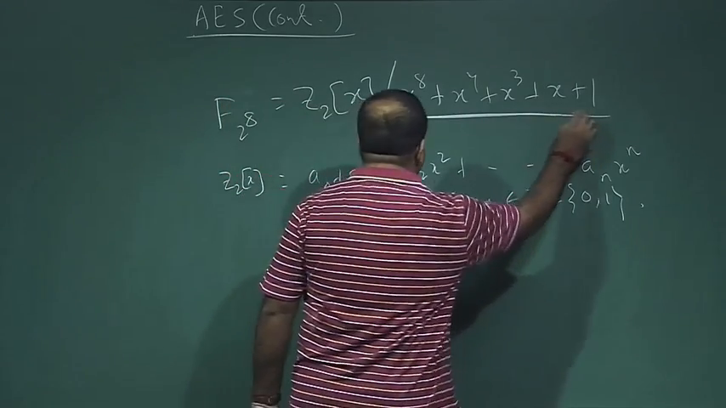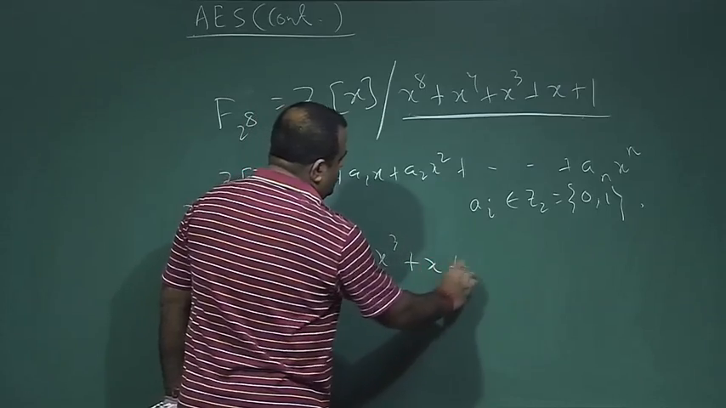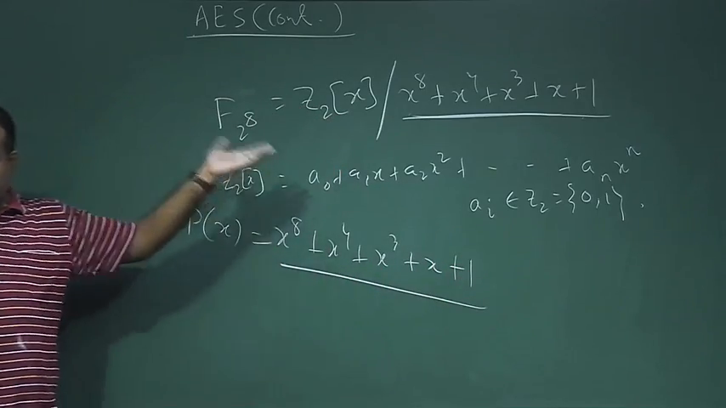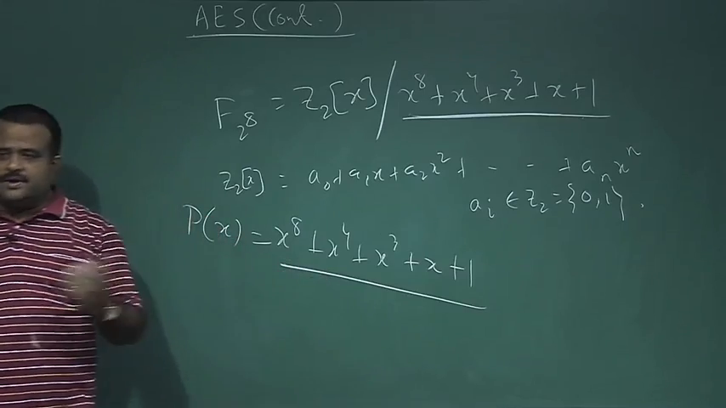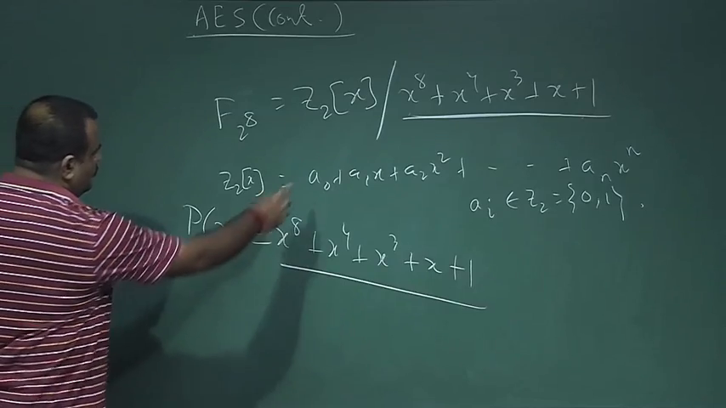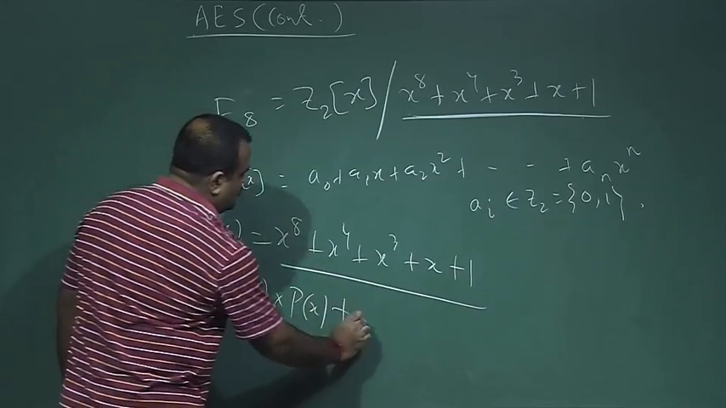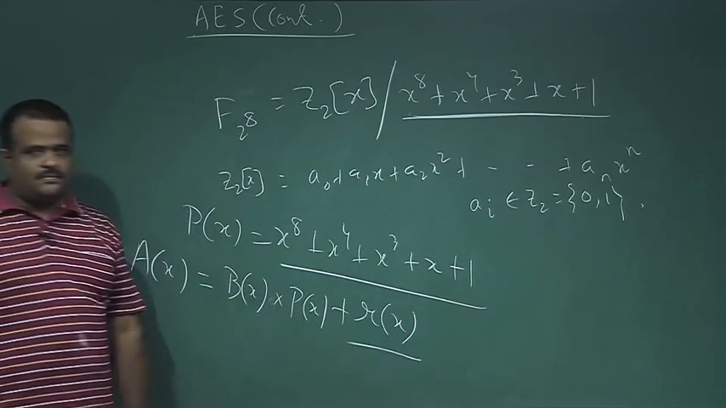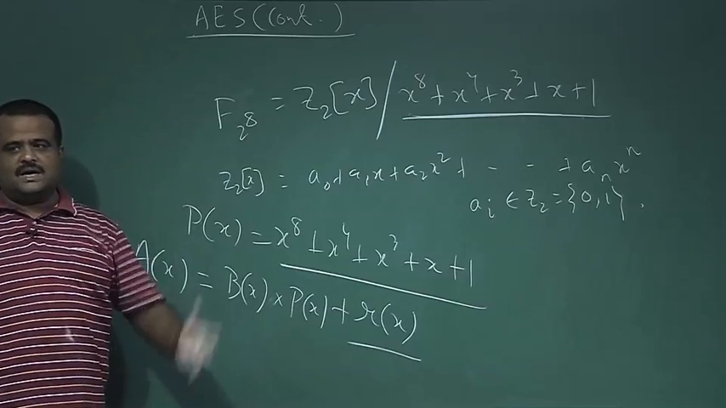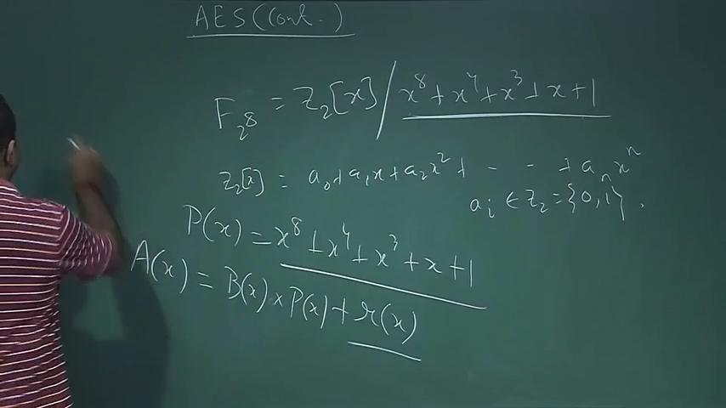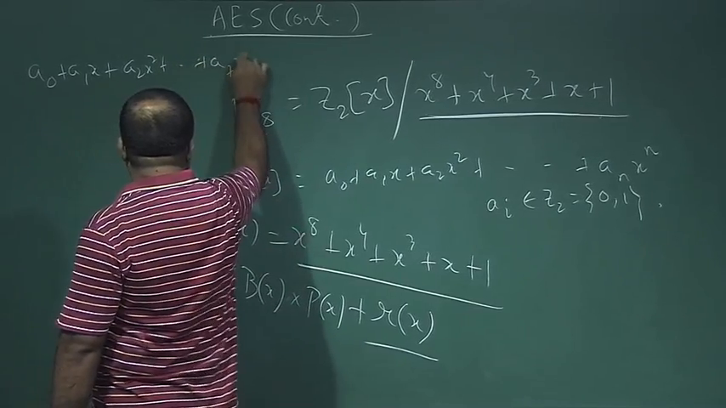Now we take this polynomial p(x), which is an irreducible polynomial. If we take any polynomial in Z2[x] and divide it by p(x), we get a remainder polynomial. So any polynomial a(x) can be written as b(x) times p(x) plus r(x). This r(x) is of degree at most 7, because we are dividing by a polynomial of degree 8. That collection of r(x) will form a field. It is a polynomial like a0 plus a1x plus a2x square up to a7 x to the power 7.